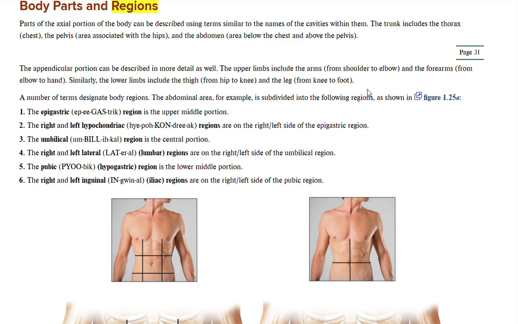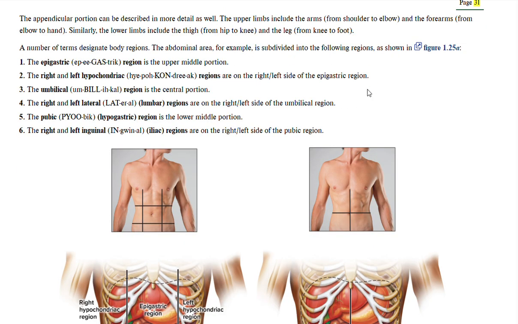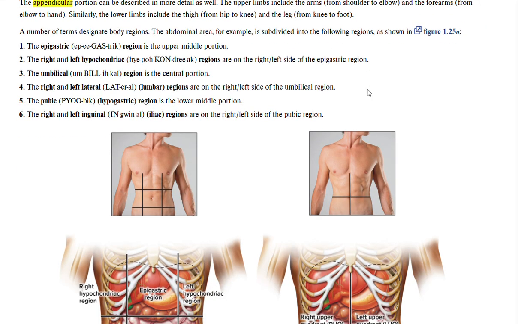Body parts and regions. Parts of the axial portion of the body can be described using terms similar to the names of the cavities within them. The trunk includes the thorax, chest, the pelvis, area associated with the hips, and the abdomen, area below the chest and above the pelvis. Page 31. The appendicular portion can be described in more detail as well. The upper limbs include the arms, from shoulder to elbow, and the forearms, from elbow to hand.